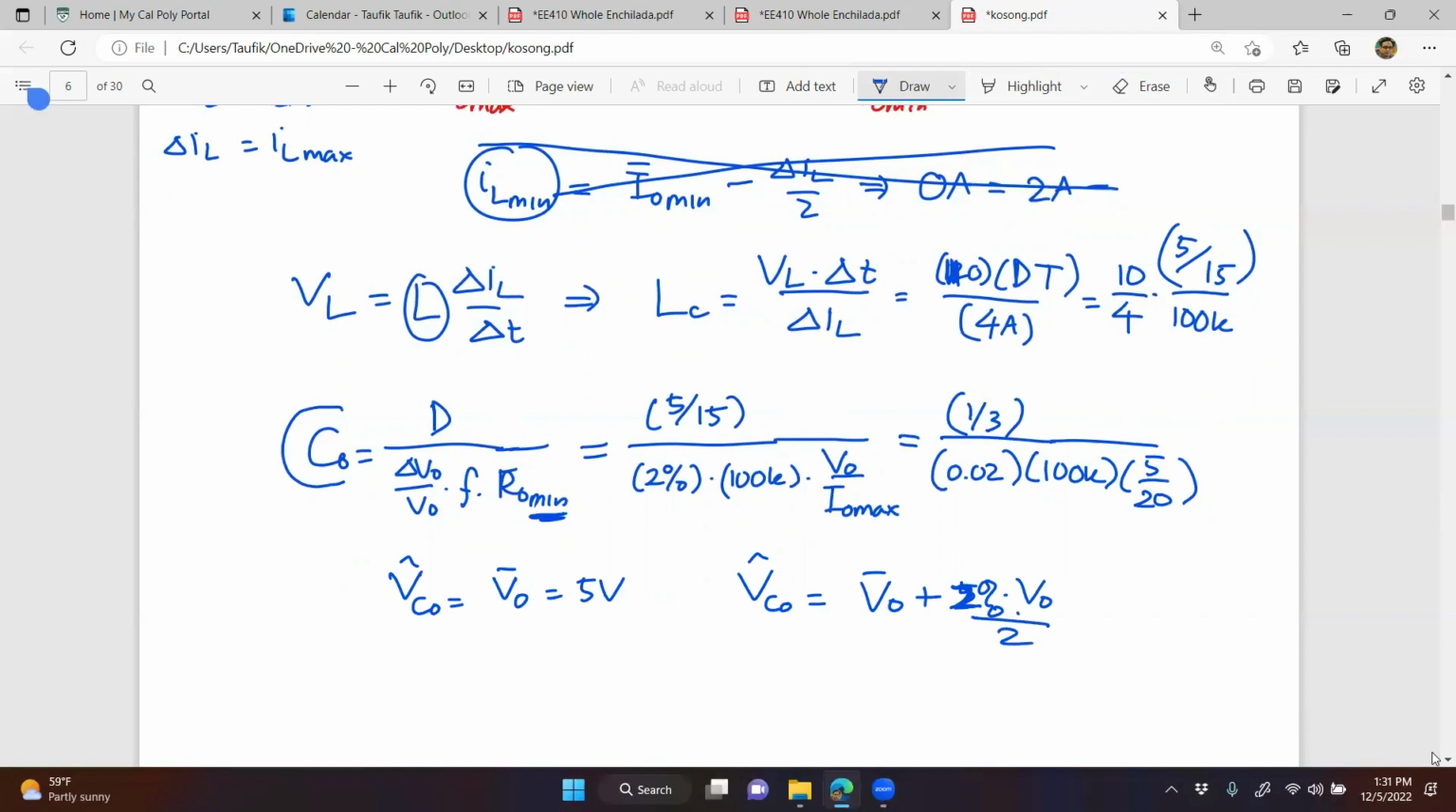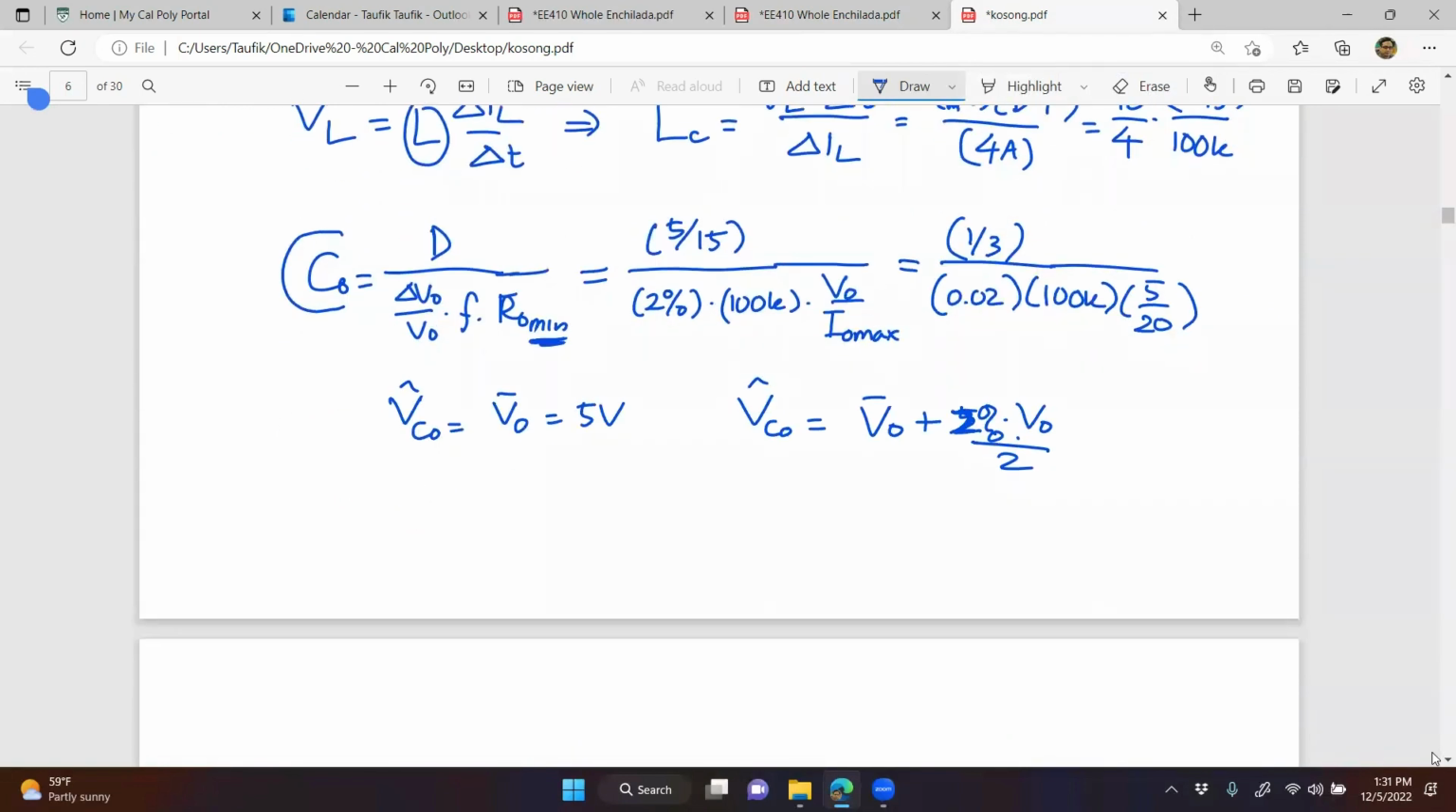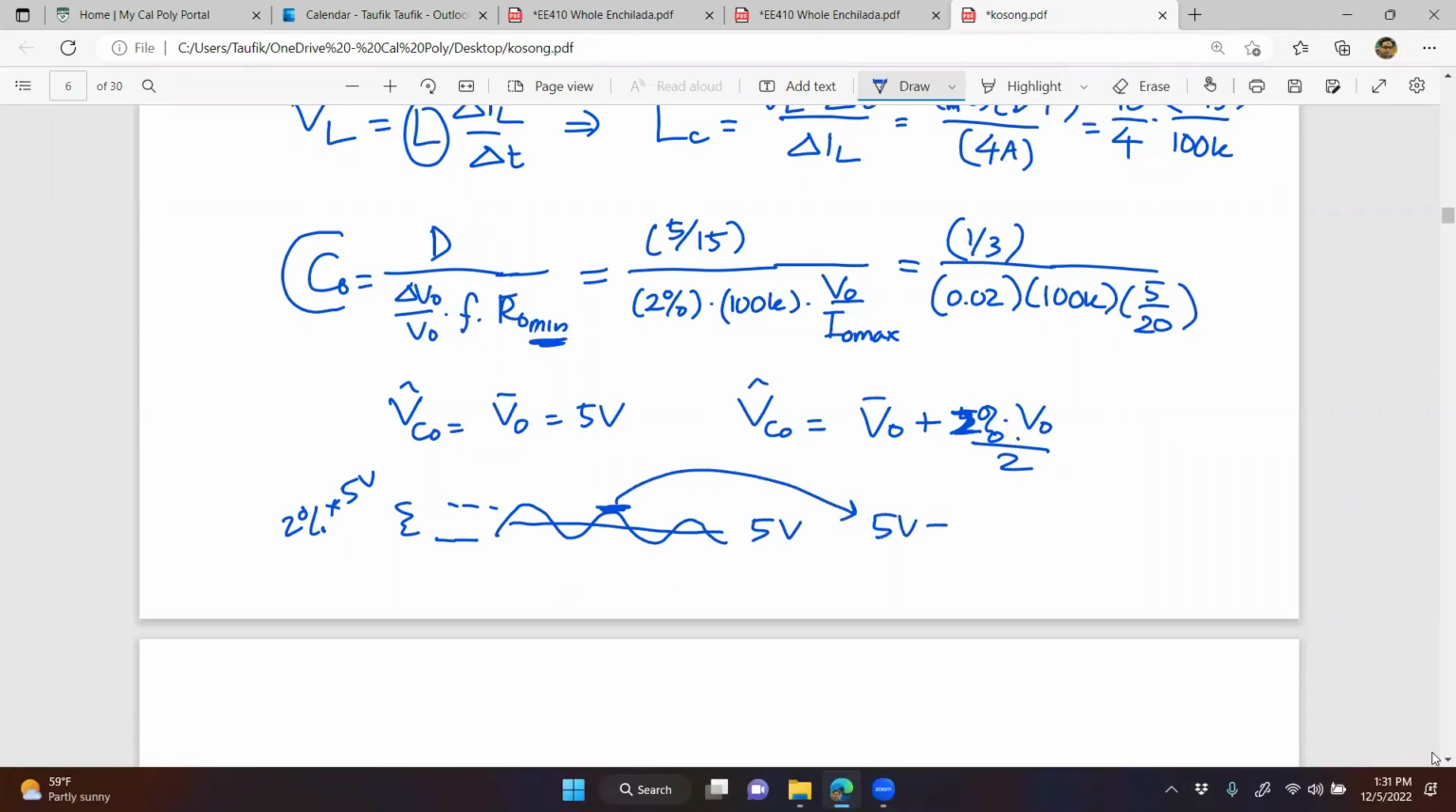Right, so if I were to draw, the output voltage is going to be 5 volts average, and then around it is peak-to-peak ripple like this, right? So that peak-to-peak ripple is 2% of 5 volts. Therefore, if you want to include the ripple, that peak right there should be 5 volts plus 2% times V out over 2. Do you agree with that? Yeah.